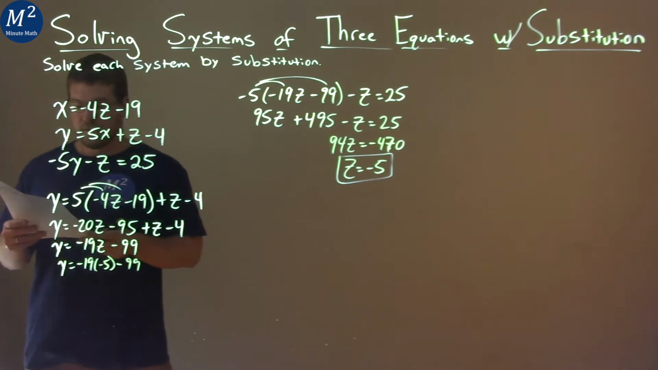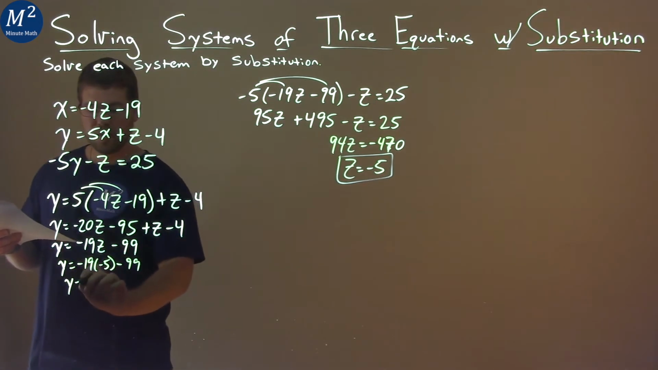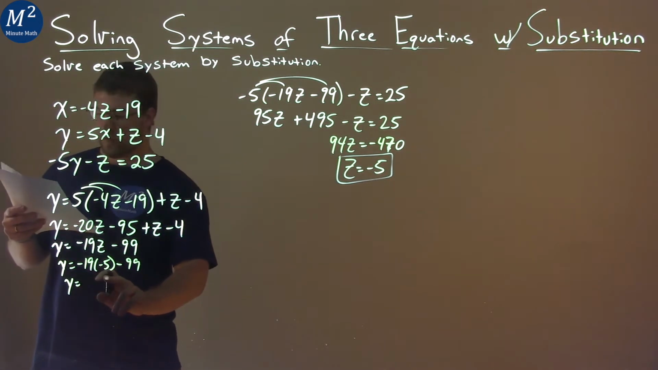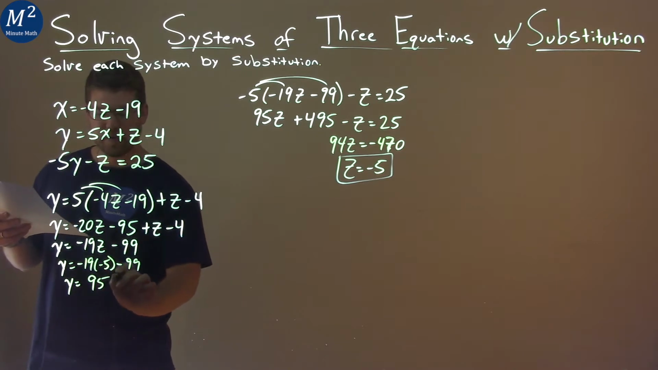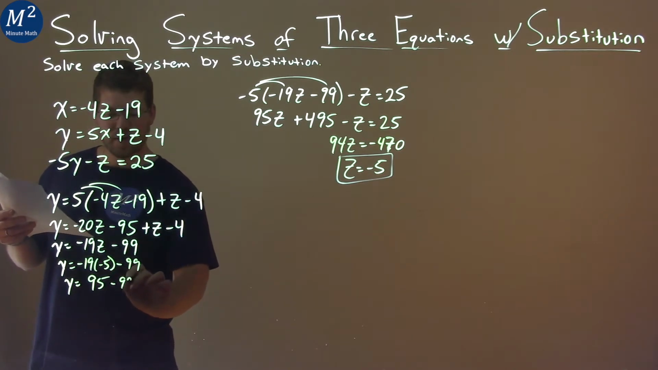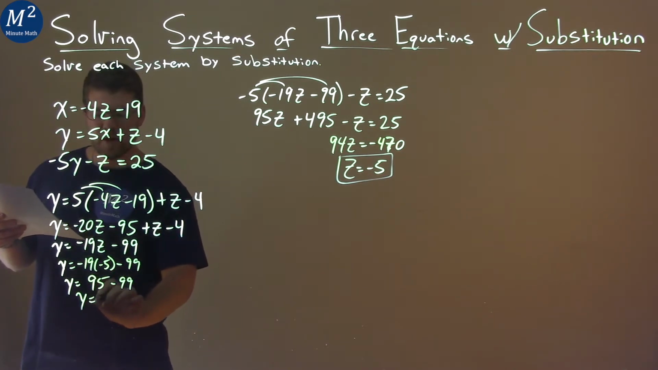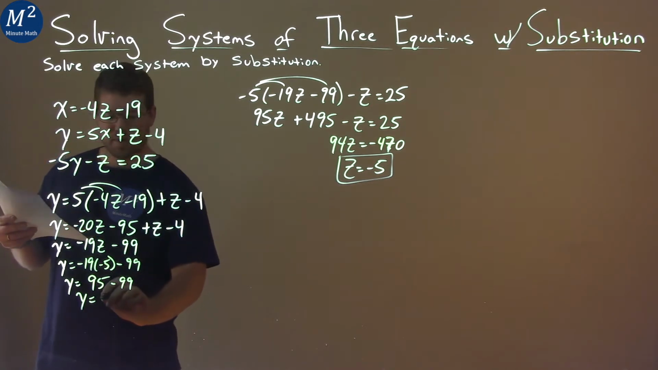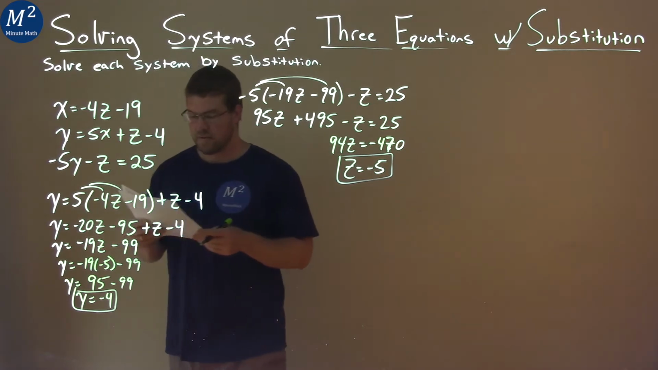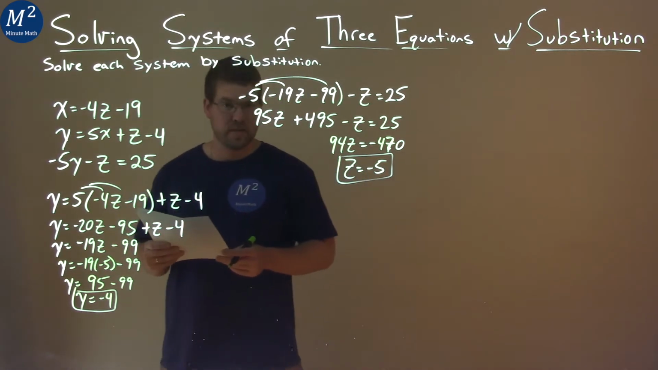Keep going, let's just simplify. So y equals negative 19 times the negative 5, which is a positive 95. Then we subtract 99 from that. So here we have 95 minus 99 is a negative 4, and we have our y value. Y equals negative 4.